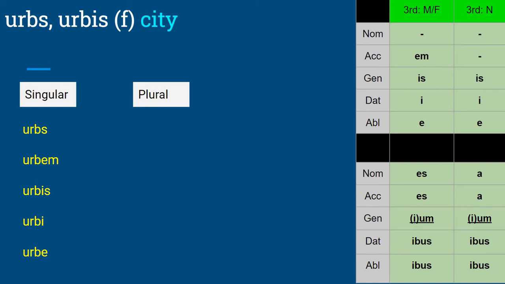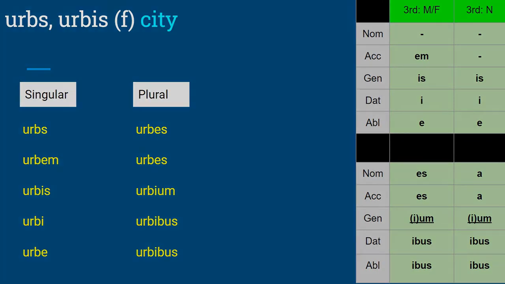And very simple, in the plural we'll continue with those changed stems. So we have urbes, urbes, urbium, urbibus, and urbibus. Like I said, do not worry about which ones have ium and which ones have um in the genitive plural, but urbs is one that has ium as opposed to um. So again, we've continued from the accusative singular onwards with our changed stem of urb.